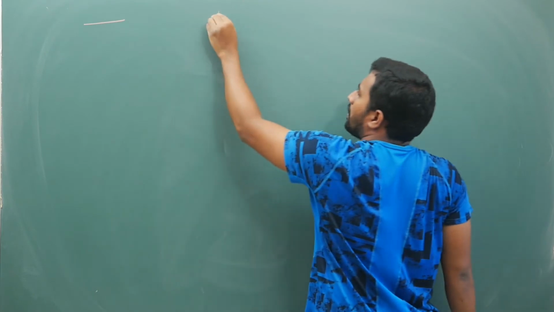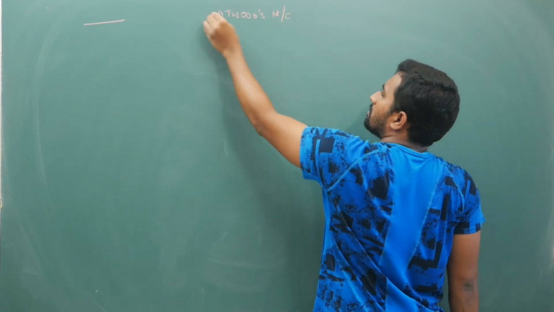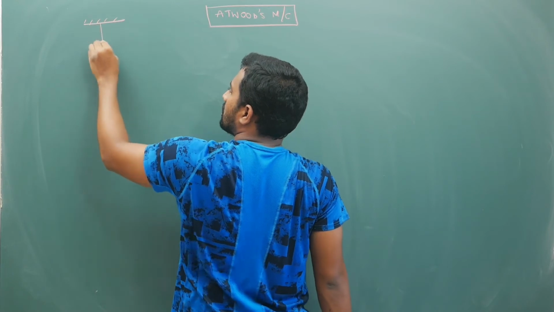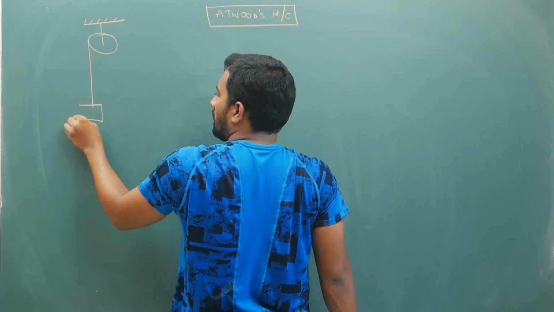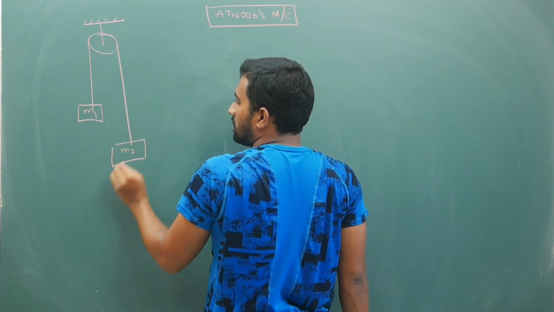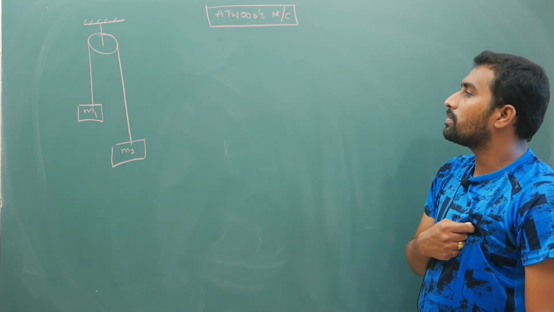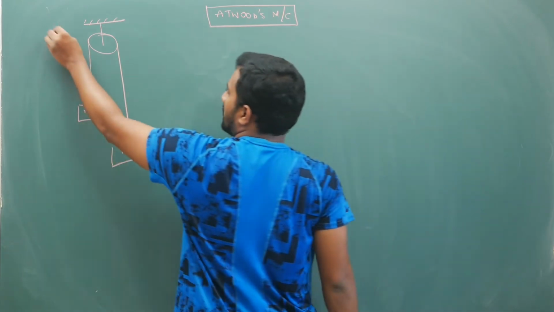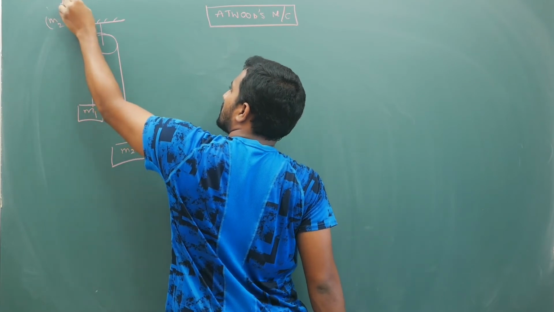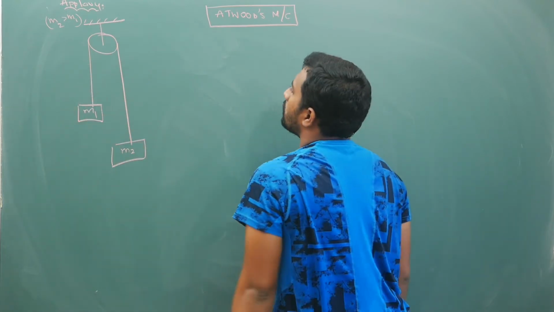Atwood's machine. Now what is Atwood's machine? If you have a mass M1 here and one more mass M2 here, two masses connected like this, that is your simple Atwood's machine. Let us say your M2 is greater than M1. Let us say this is application number 4. In the problems he will give you numbers, that's all, you will be able to do it, don't worry.